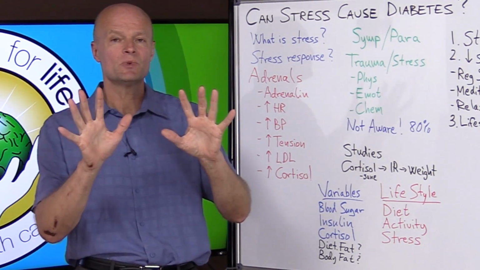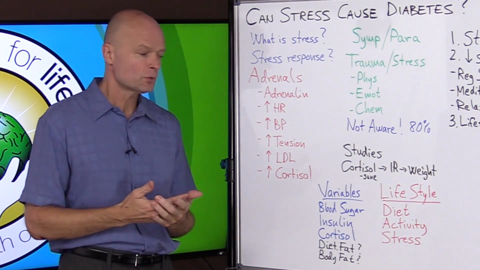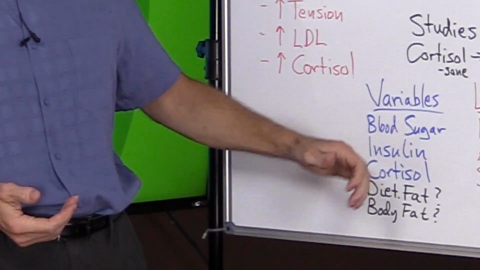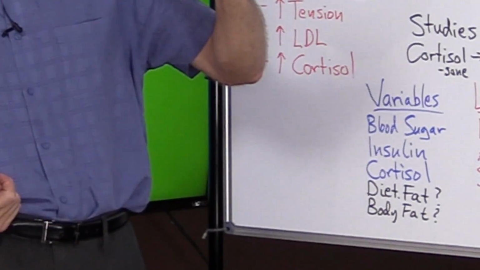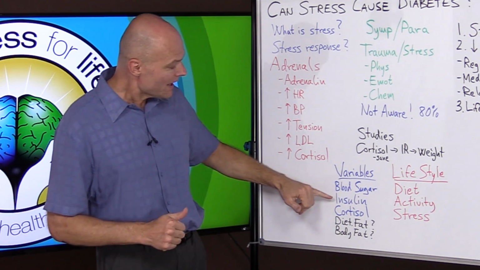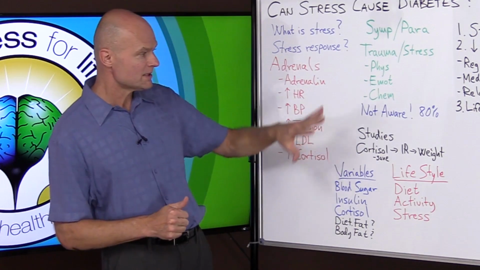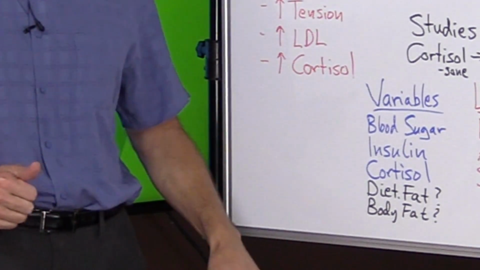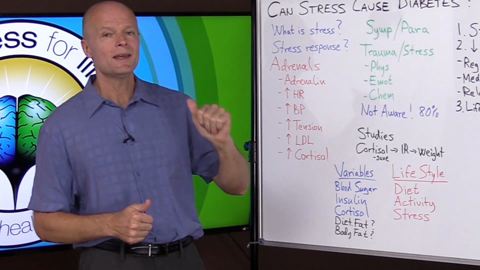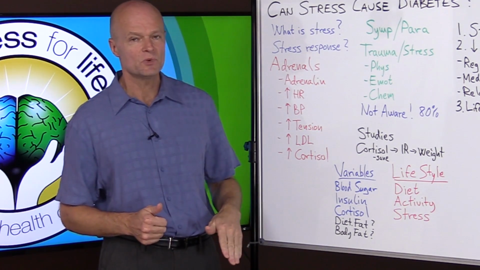The cells start resisting. So the causative factors for diabetes are blood sugar. When blood sugar goes up, insulin goes up. If that happens a lot, the cells become resistant eventually. And so blood sugar and insulin go together, and now we understand that cortisol, because the purpose of cortisol is to raise blood sugar, will stimulate insulin and will increase insulin resistance.